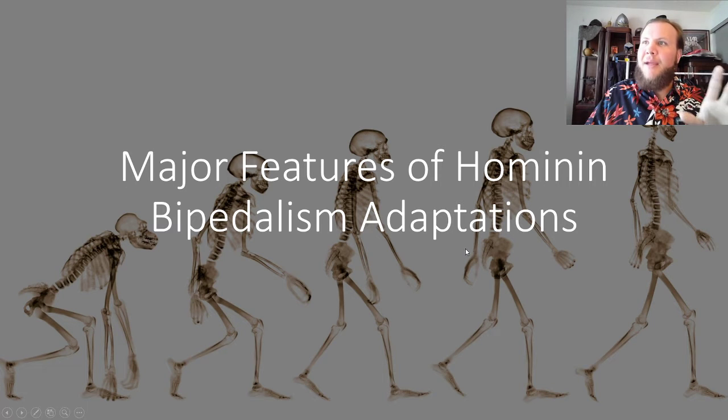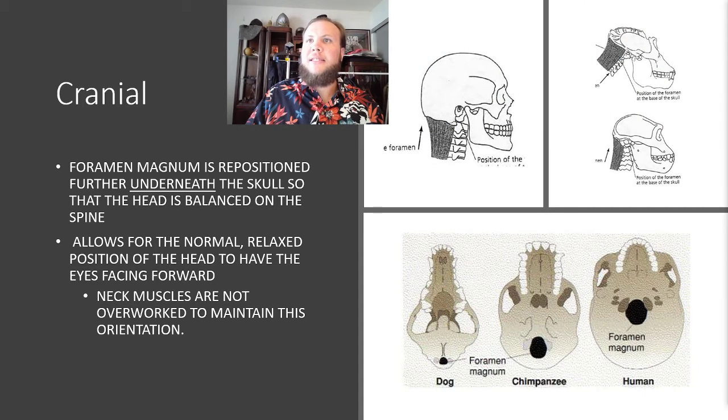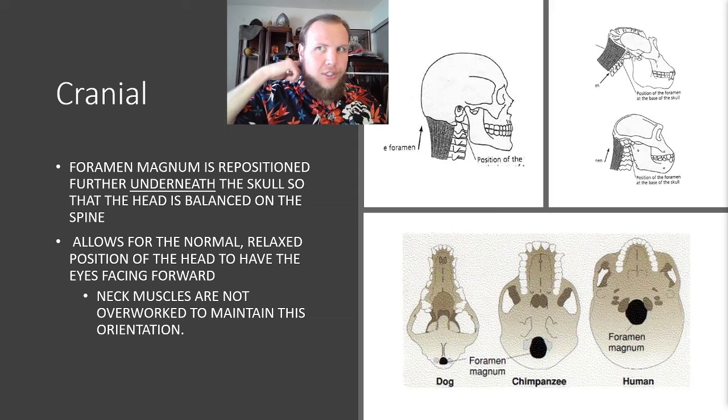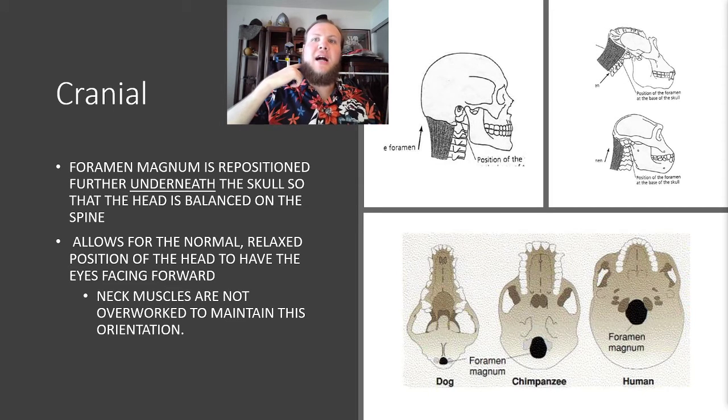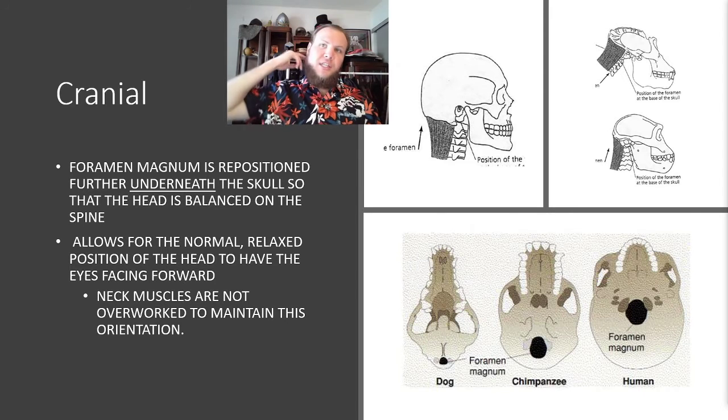Now we'll get into bipedalism adaptations that we can see in our skeletal structure. The biggest one is in the cranium, and this is the foramen magnum. Our foramen magnum is positioned at the base of our skull, as we discussed when we were going over the skeletal record. This is so that we have a normal relaxed position of the head, viewing forward, and we can rotate our head and look around us while we're walking upright. Because we're upright, it has to be positioned right at the bottom.